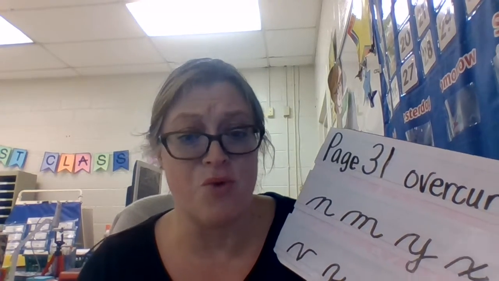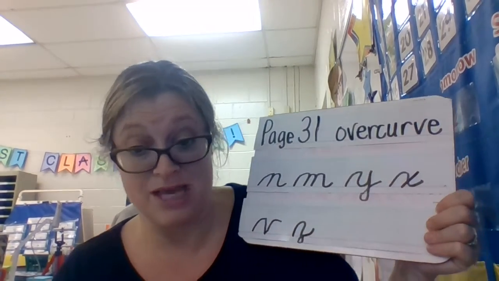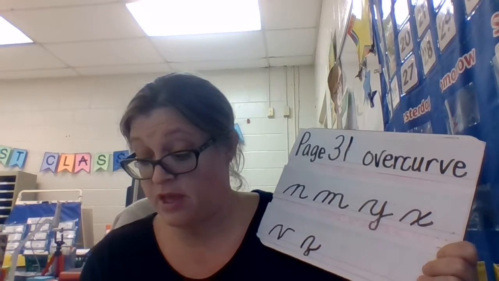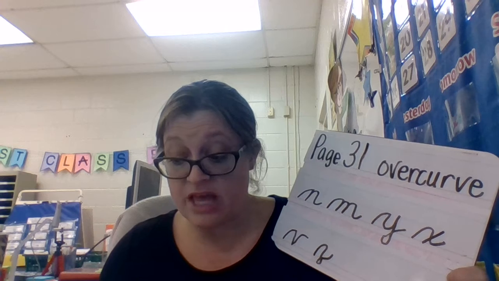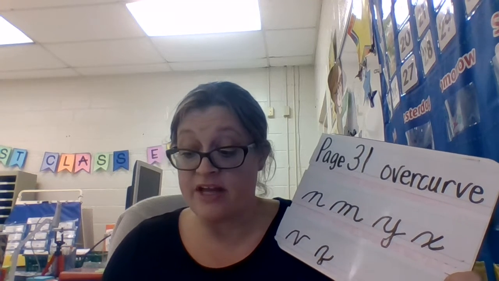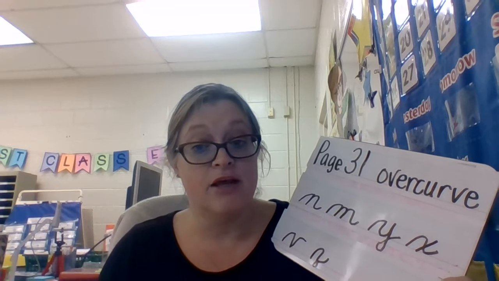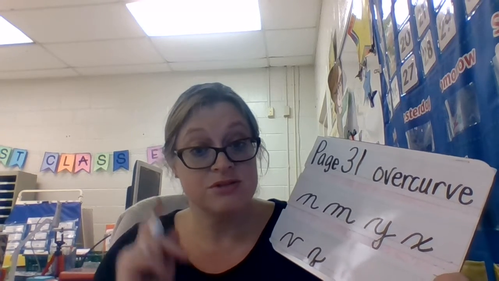Z's were always my worst cursive letter, as you could tell. Doesn't really look like the one in the book, but you just do the best that you can. So again, trace over these letters there with the over curves, and then try just some over curve strokes there at the bottom, and we will move on to page 32 tomorrow.